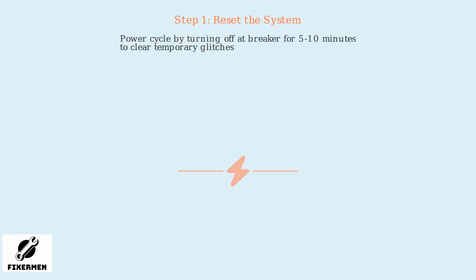First, try resetting the system by power cycling it. Turn off the unit at the breaker for 5 to 10 minutes. This can clear temporary glitches.